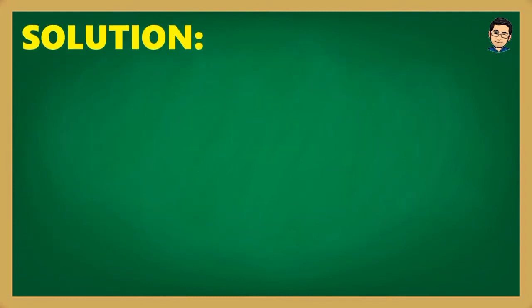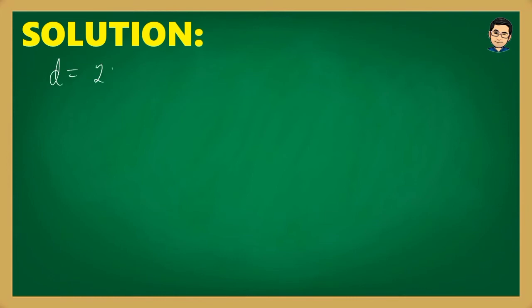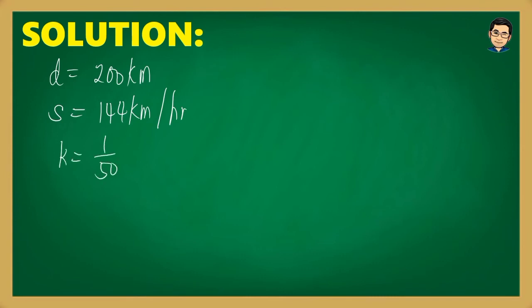So, yung next naman, kailangan natin kunin yung amount of gasoline kapag yung distance is 200 kilometers, tsaka yung speed is 144 kilometers per hour. Nakuha nating constant of variation kanina is 1 over 50. So, sulat lang natin ulit yung equation. G is equal to K D square root of S. And then, substitute natin yung D, S, and K.